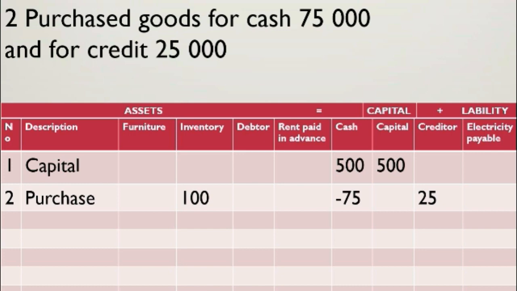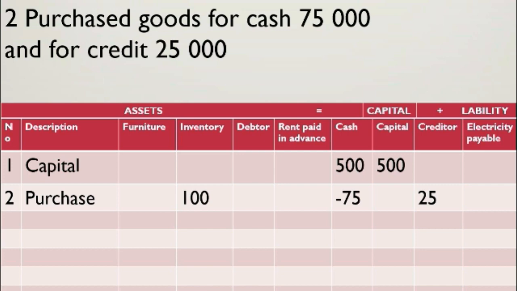So always think from a cash point of view. What is happening? They are purchased for 75,000. So cash 75,000, cash is going out of the business. When cash is going out of the business, we can minus cash by 75,000.